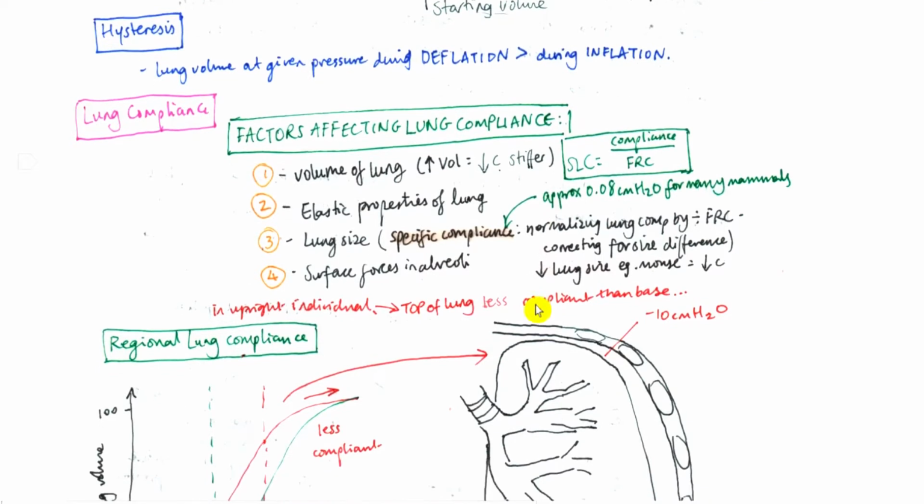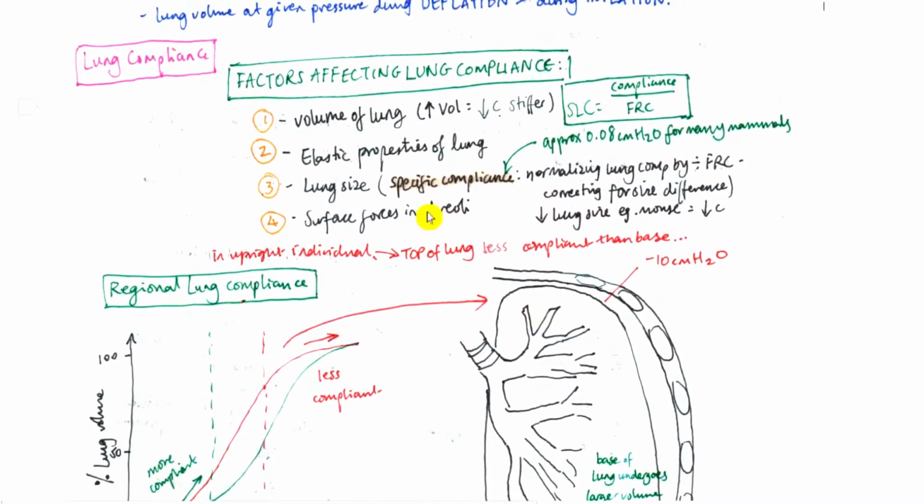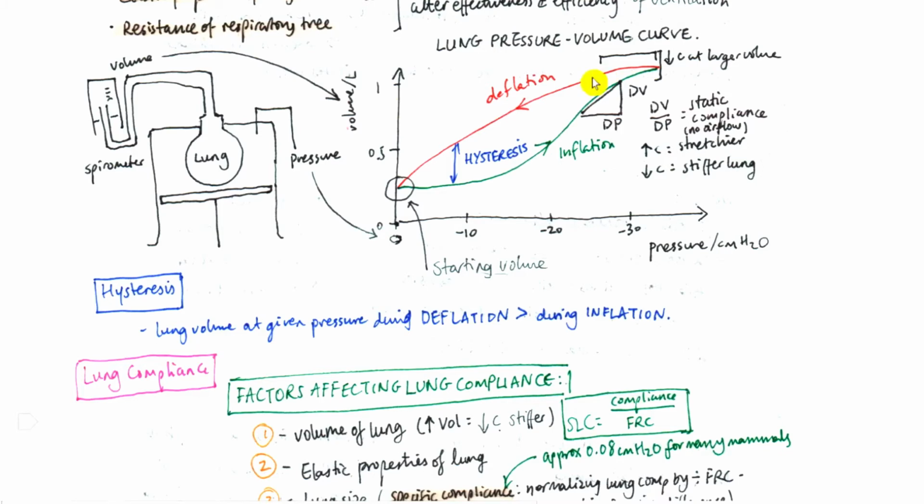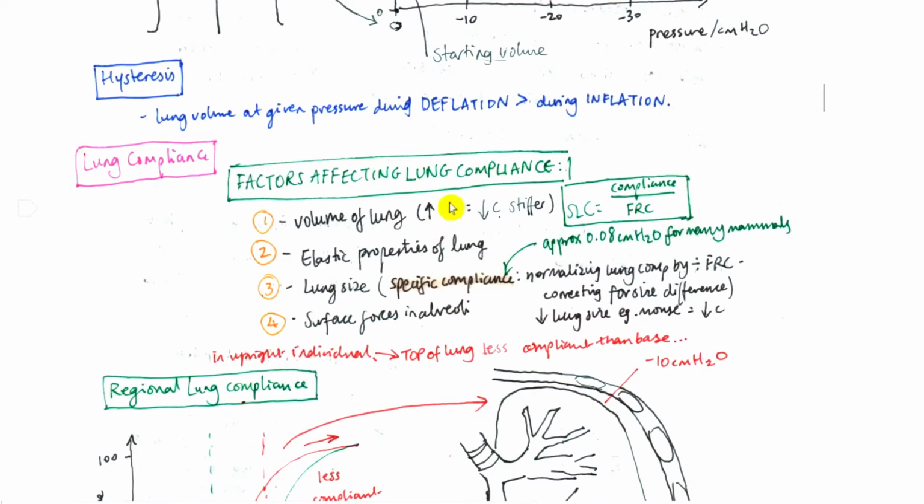So let's look at lung compliance and factors affecting lung compliance. Remember, lung compliance is how stiff or how stretchy the lung is. Firstly, the volume of the lung, as we saw. At a higher volume, the lung is less compliant, and at a medium volume, the lung is more compliant generally. So generally, with an increased volume, the lung is less compliant. And secondly, we've got the innate elastic properties of the lung.